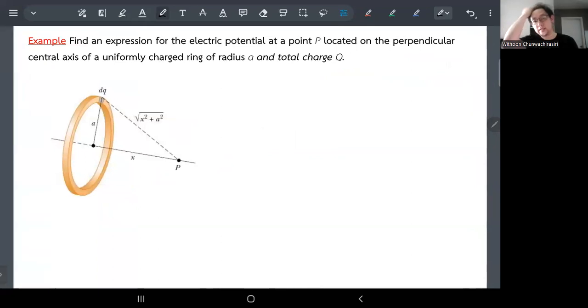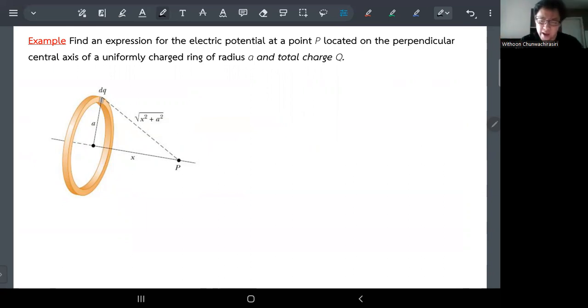We did this with the electric field before. Let's do it with potential, shall we? What if your charge distribution is now continuous? In this case, you have a ring of charge, and you would like to find the potential instead of the electric field at point P. The ring has a radius a. The distance of point P from the center of the ring, perpendicular to the plane of the ring, is x.